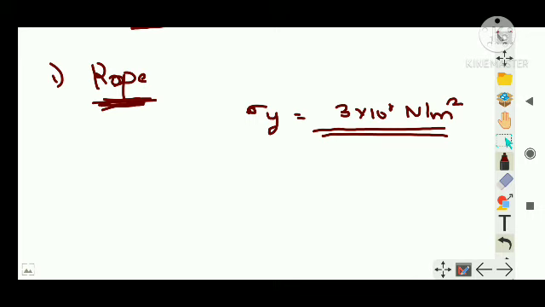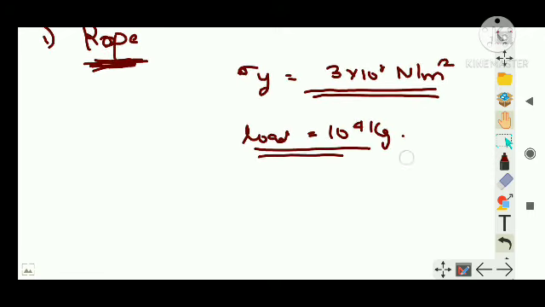Suppose you have to take a load, let's say a load of 10 to the power 4 kilogram. This much amount of load you want to take by using a crane, right? So obviously a rope is required. So that means the rope which is made up of steel, which has only this much yield strength, and you are using it to carry this much weight.